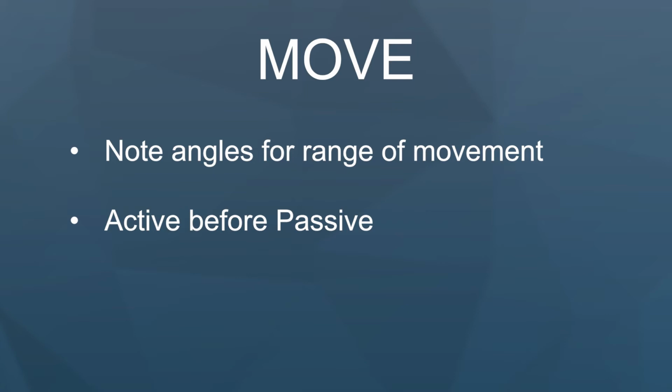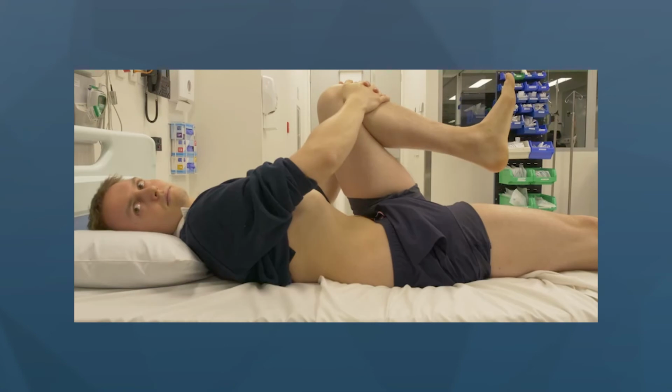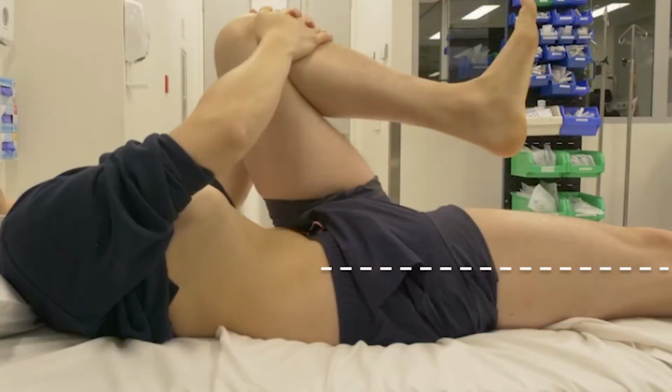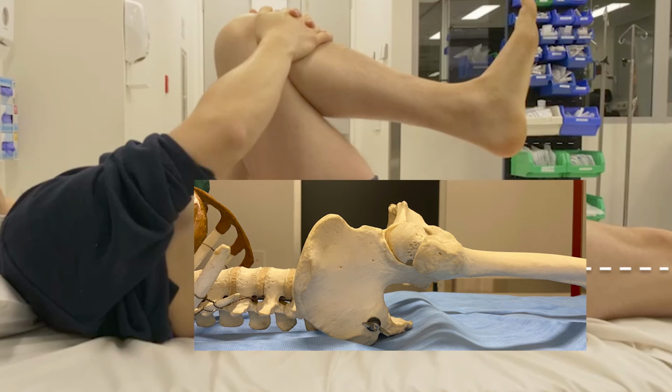Now to move. Remember to note the approximate angles achieved for all movements. Active movement should always be done before passive. This is a good opportunity to perform Thomas's test for fixed flexion deformity of the hip. It can be performed with the patient undertaking active movements and allow the patient to flex the hip and assess flexion and extension at the same time.